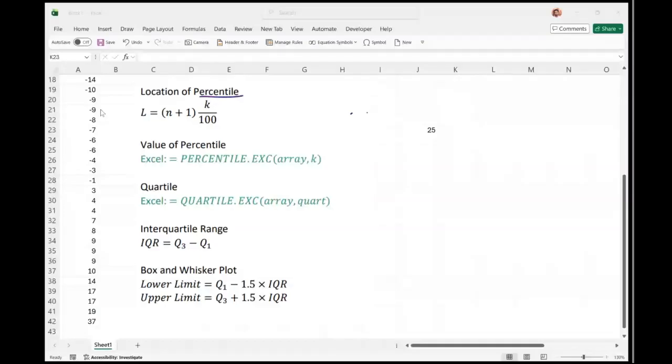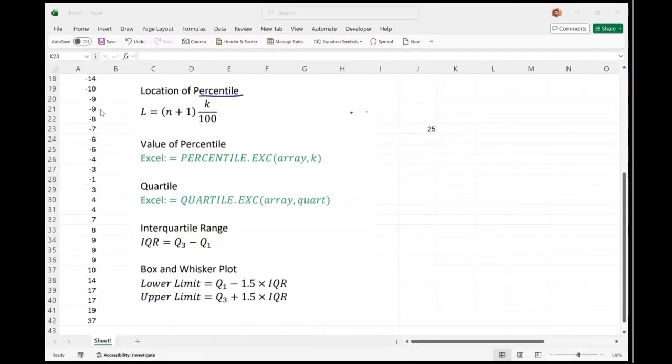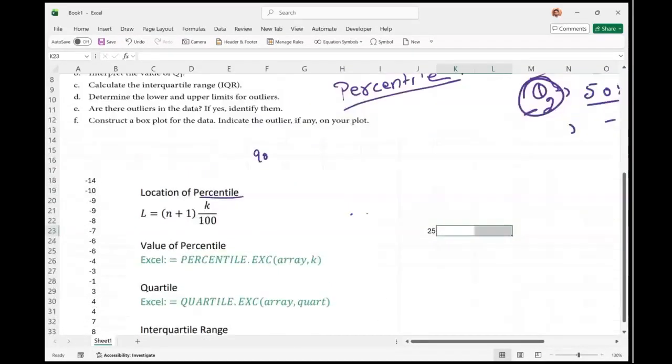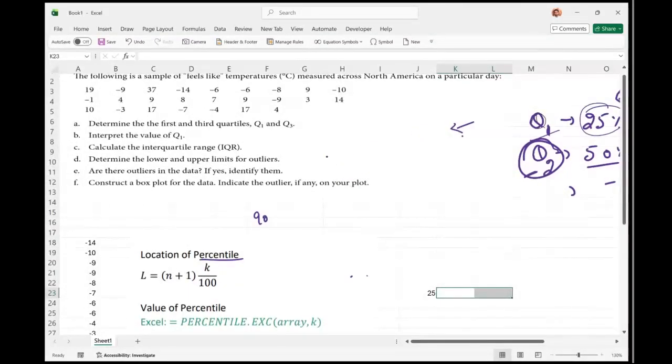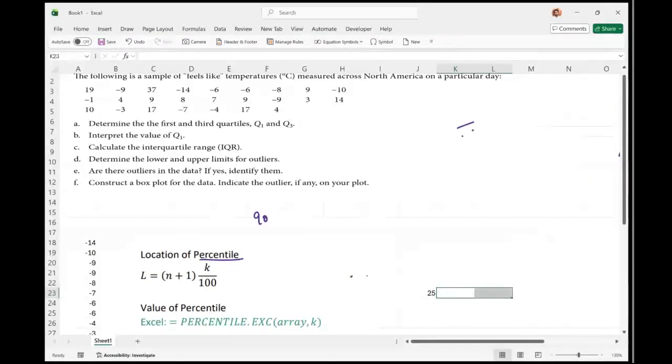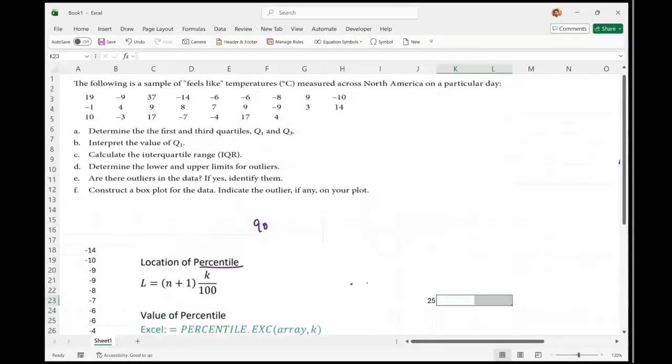Welcome back, folks. In this video lecture, I'll be talking about the last topic of chapter number 3. In this one, we will talk about, first of all, what is percentile, and then also what are quartiles. And then we'll try to simplify this question down here, which is given in front of us. So what is percentile?